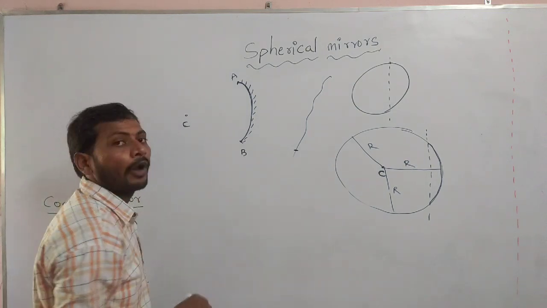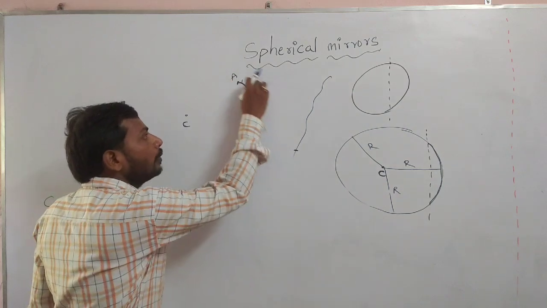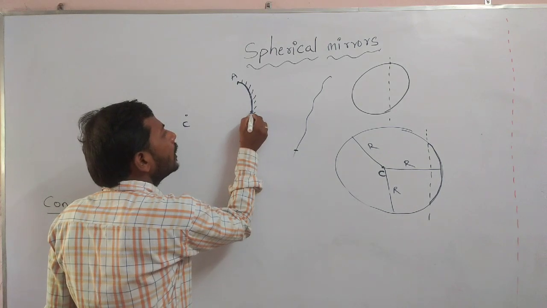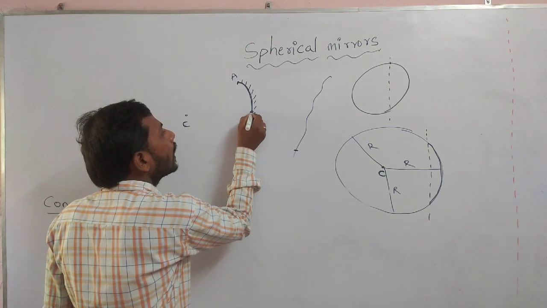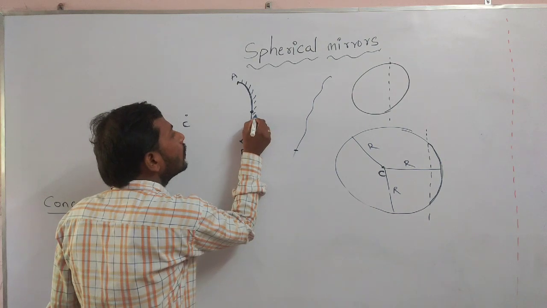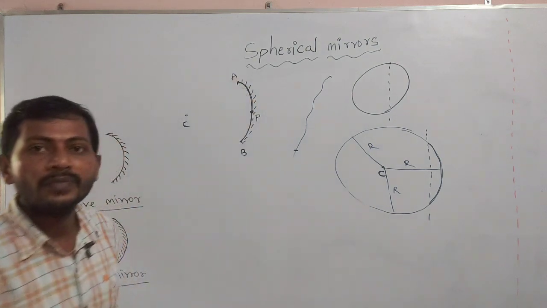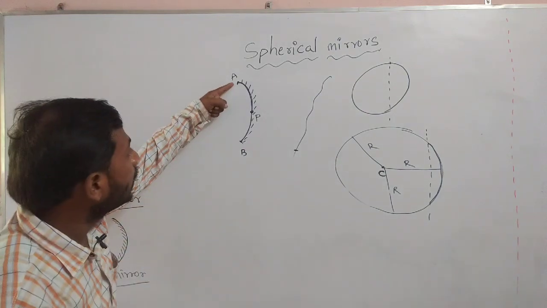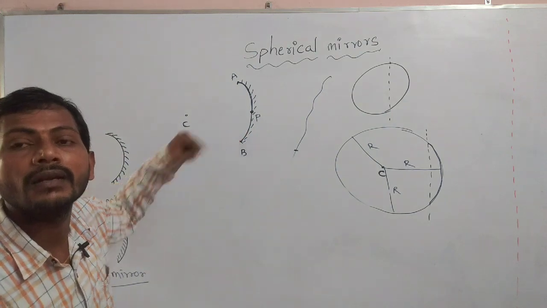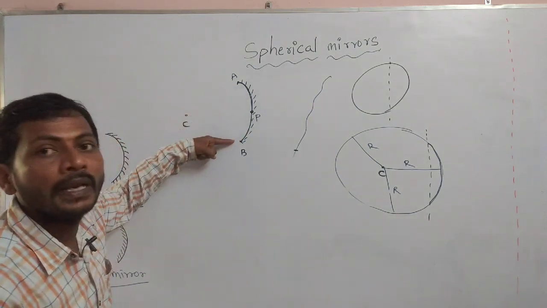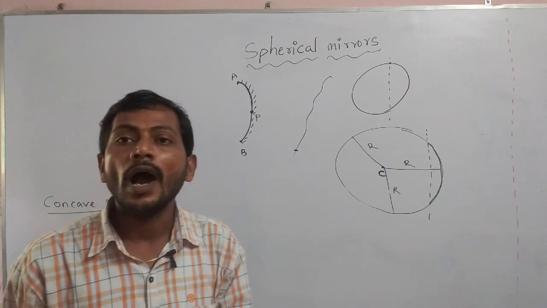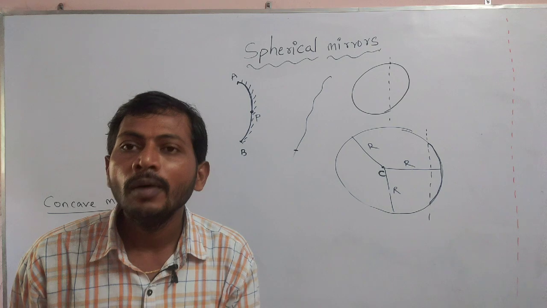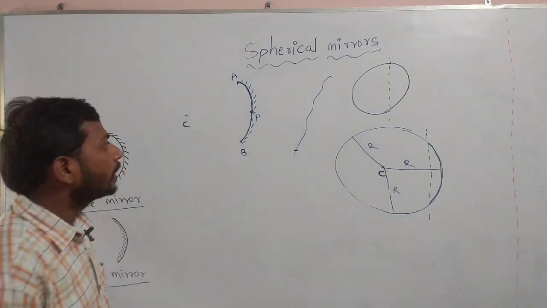That's why I am going to give one more point. For example, A to B, how much did you get? 8 centimeters. At the middle point I have given one name, that is the pole P. What is meant by pole? Middle point of the spherical curvature, or middle point of the spherical mirror. Midpoint of a spherical mirror is called pole.